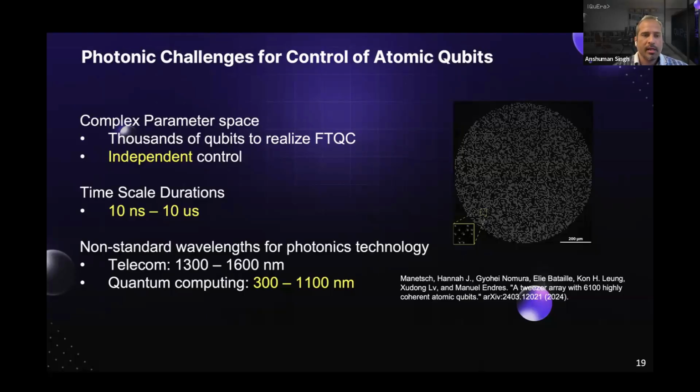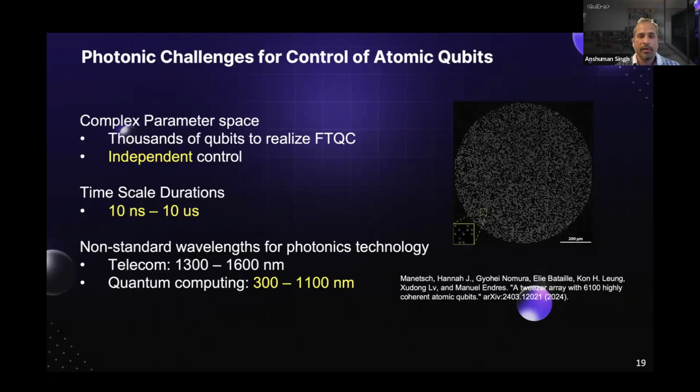Other restrictions come from the time scales. For example, if you want to do a readout state, we're talking about a 10 nanosecond time scale, and for beam trapping, it could be up to 10 microseconds. And those who know photonic integration, or PIC, know that most of the development of PIC happened at the telecom wavelength, which goes from 1300 to 1600 nanometers. So this already restricts what kind of technology you could use. In the atomic space, the wavelength range you would like to access is between 400 and 1100 nanometers. So again, it limits the type of material we could use.